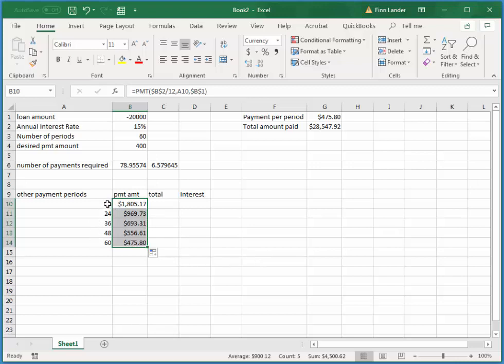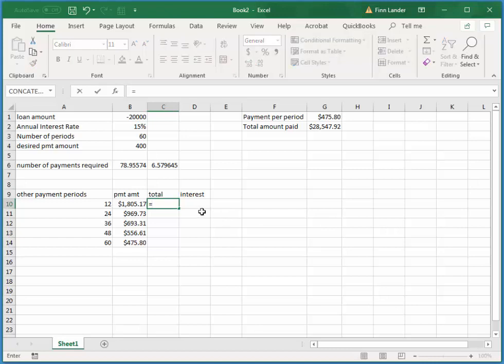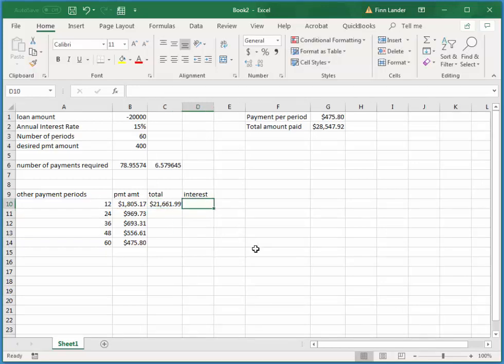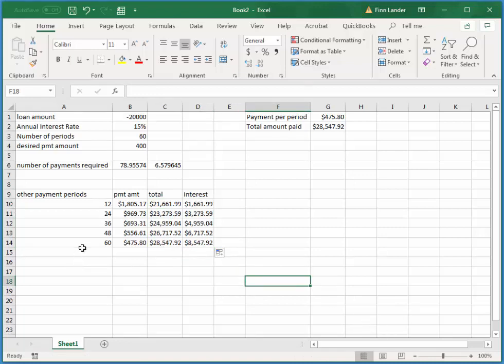Now when I autofill that down, nothing will change in the formula except for those references. So if we want to pay off the loan within 12 months, we'll have to pay $1,800 roughly. If we have 5 years to pay off the loan, we'll only pay $475 per month. We'll calculate the total. That's just straight ahead arithmetic: number of payments times payment amount. And then interest equals that minus, actually we can just say plus, since that one's negative up there. And we have to make that absolute as well because we'll be autofilling. As our number of periods increase, our payment amounts of course decrease. However, the interest increases because it takes longer to pay it off.